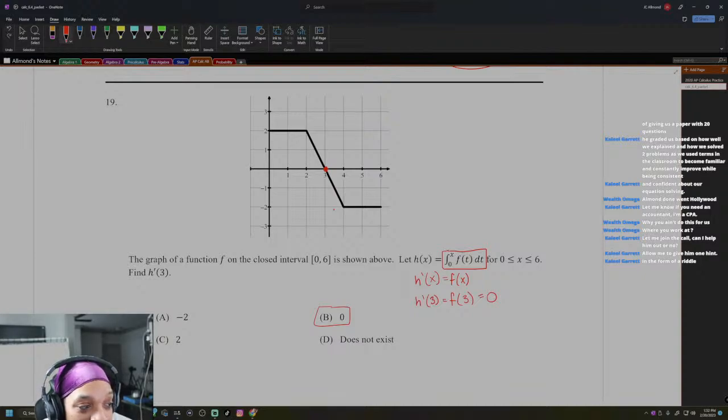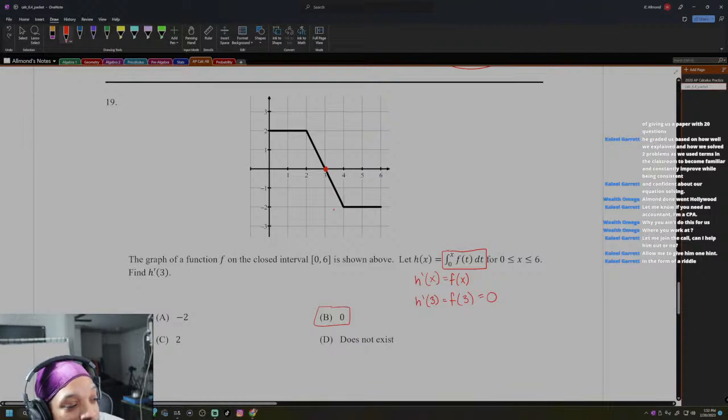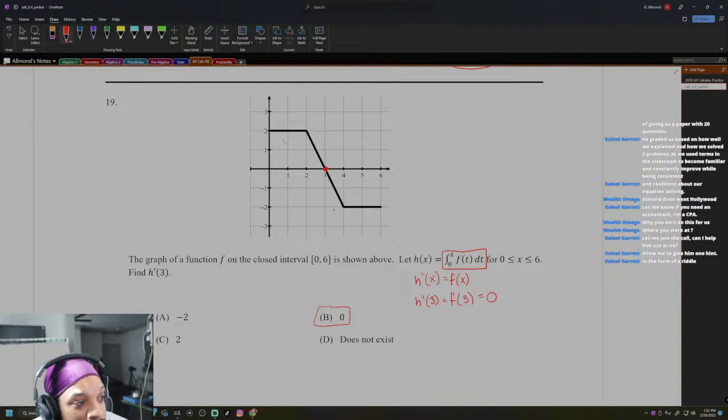If it's h of positive 3, I mean, that would be the area, right? Yeah, from 0 to 3. That would not have been negative 2 either. On the test, it was like, what? 4 plus what? All of this right here is 4.